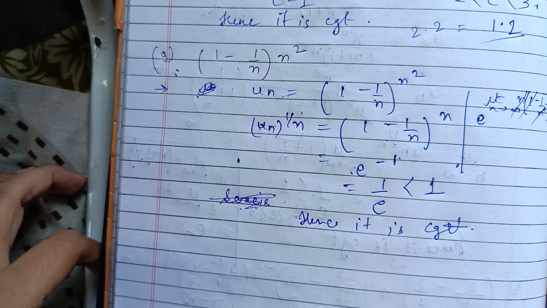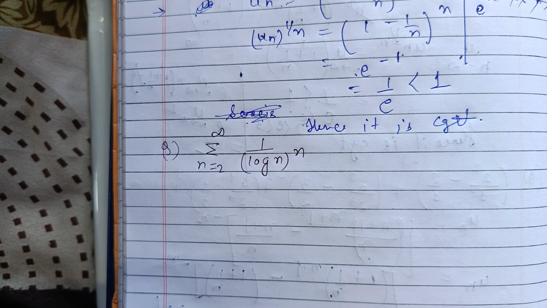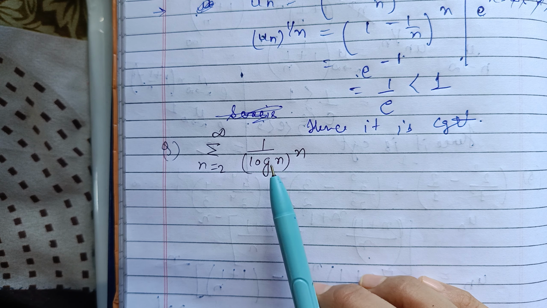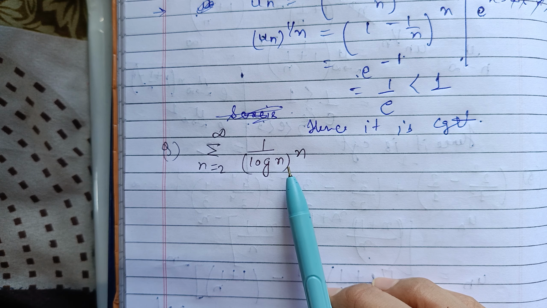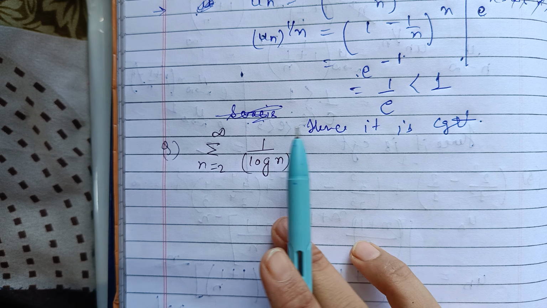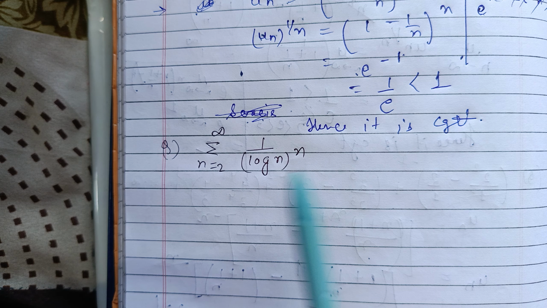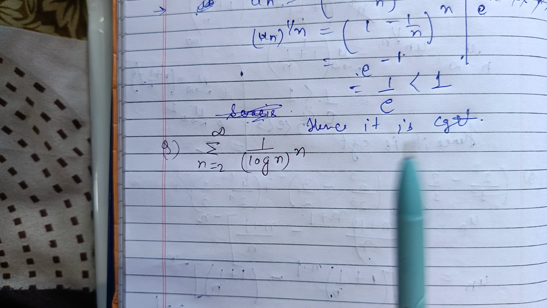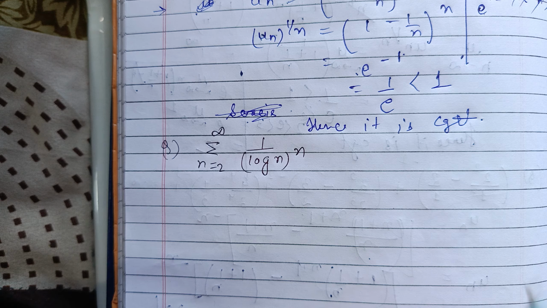Okay, let's take another question. Now I have log, and if I'm dealing with the log, then I have to take the limit from 2 to infinity, because the moment I put the value of n as 1, this will become 0, and that will be meaningless. So I have to set my limit from 2 to infinity.